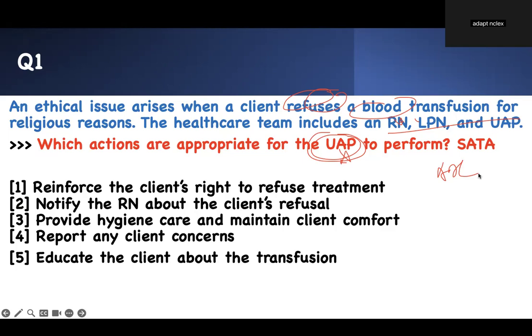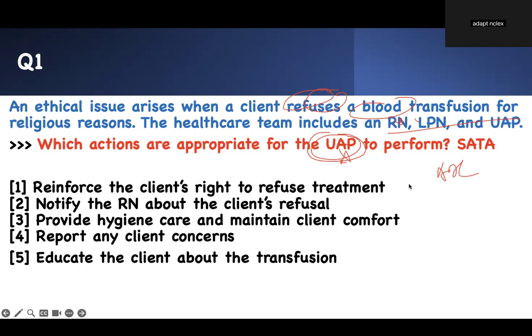Reinforcing the client's right to refuse treatment: this is done by whom? The LPN, because the LPN is responsible for reinforcement. Notify the RN about the client's refusal requires some clinical management. This one is easy to trap you, so watch it. The refusal is about blood. If they're refusing blood, it is an ethical issue. You have to talk about it. Therefore, the UAP cannot go and talk to the RN about that. This requires some assessment and clinical judgment.